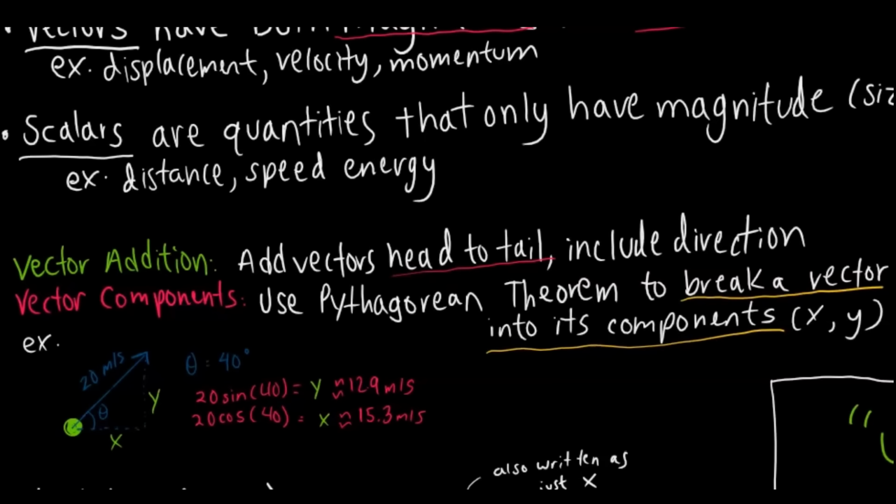Now when you're adding these vectors, there may be some problems that show up testing your knowledge on adding vectors. You need to add vectors from head to tail and also include the direction. The more important part of vectors in terms of the actual exam is being able to break them apart into components. Once you break them apart into components, you want to use the Pythagorean theorem to analyze it.